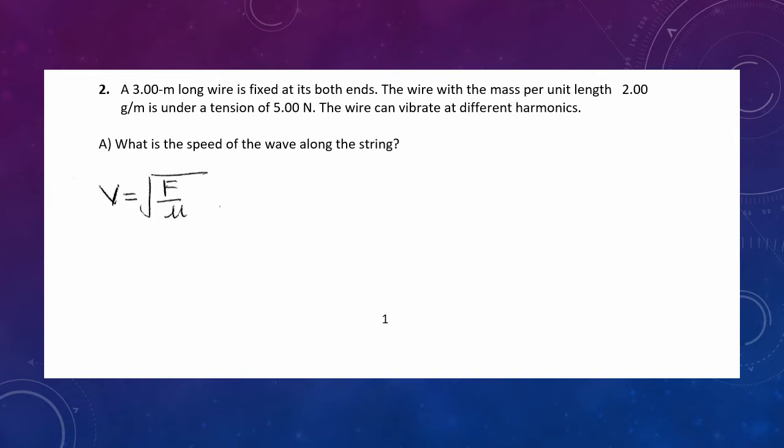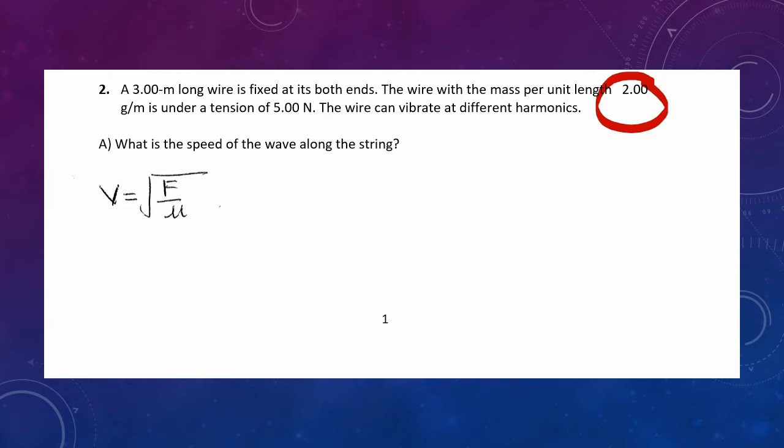Instead, we have this equation, which says velocity is the square root of the force divided by the mass linear density. And that mass linear density is just mu. So if we look at this, the force is just the tension, which is 5 newtons, so that's not that difficult. The mu, however, is a little bit confusing. Like I said, it's the mass linear density, which means it's the mass per unit length. And if you read through the problem carefully, you'll notice that is right here, 2 grams per meter.